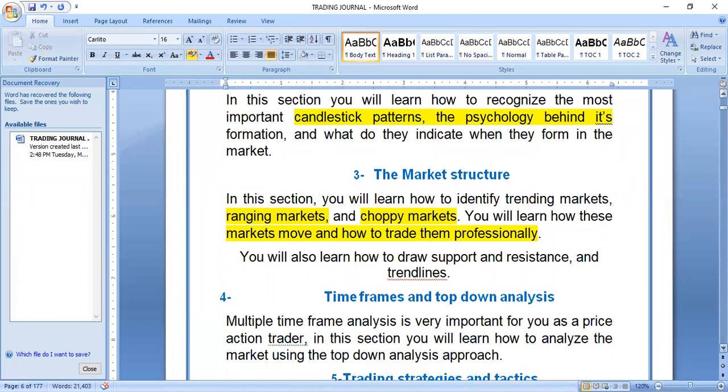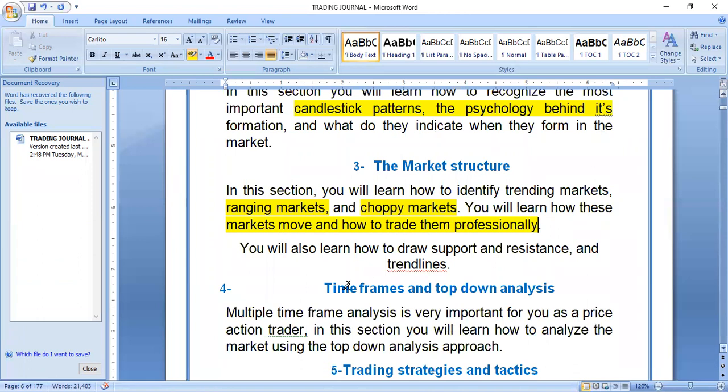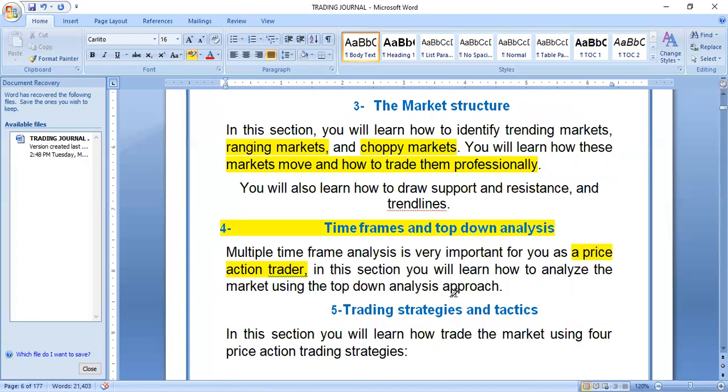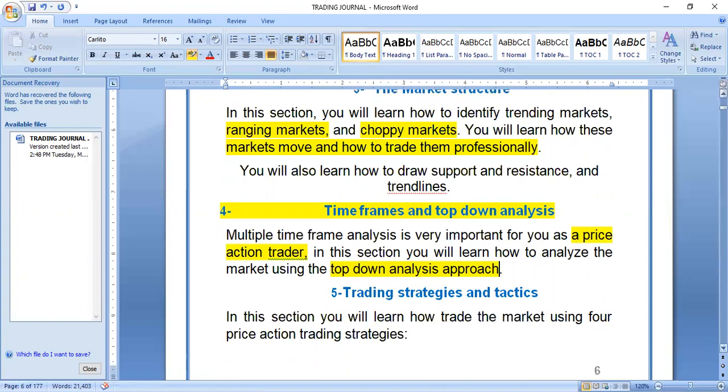Then number 4, something we call time frames and top-down analysis. Multiple time frame analysis is very important for you as a price action trader. When you use trend lines, you are a price action trader because you basically trade what you see. That's what we call price action trading. In this section, we learn how to analyze the market using the top-down analysis approach. This is what I teach. At the end of this lesson, you'll be able to apply top-down analysis in your analysis or even in your daily trading activities.